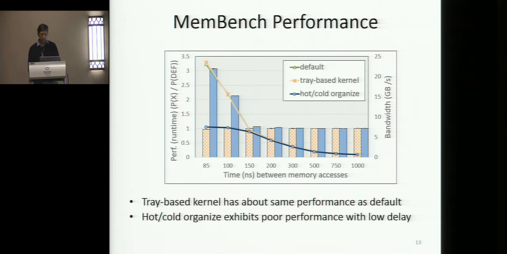So we can see that the tray-based kernel configuration exhibits about the same performance as the default, while the hot-cold organized configuration actually produces much worse performance in experiments with little or no delay between memory accesses. However, as the delay is increased, performance becomes more in line with the default config, and after a delay equal to 300 or more, the performance is about the same.